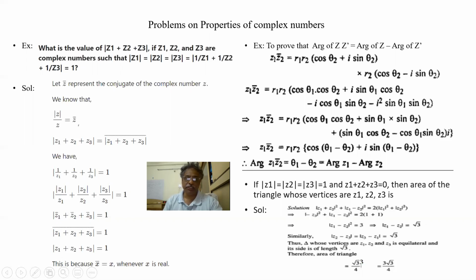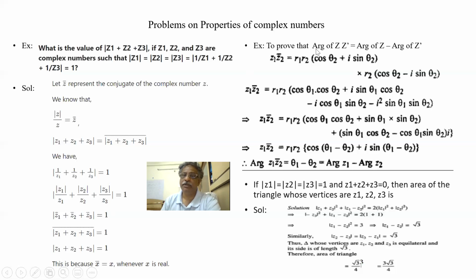So x bar is equal to x. When everything is real, x bar is equal to x. So Z1 plus Z2 plus Z3 without the bar is also 1, because y is 0. So x plus iy, x minus iy, the iy component is 0. So this is also 1. So the answer is 1. So how have we proceeded? We are using Z into Z bar is equal to mod Z square. When I multiply two vectors, what am I getting? I am getting mod Z square. So that formula is used.